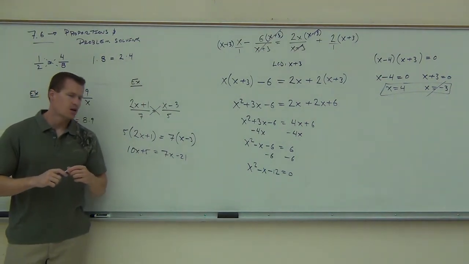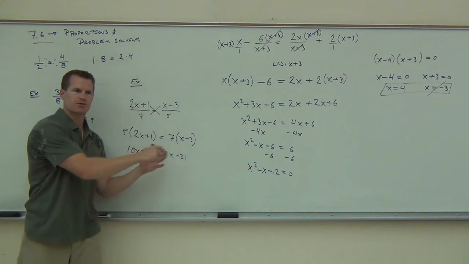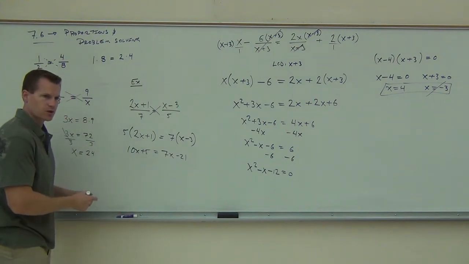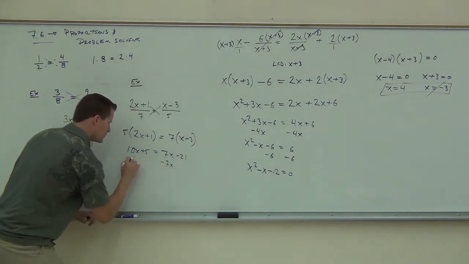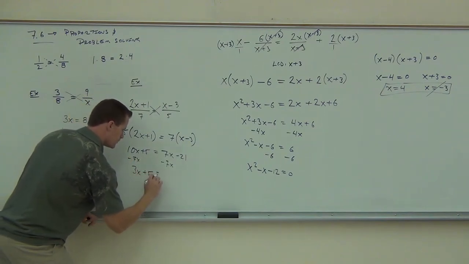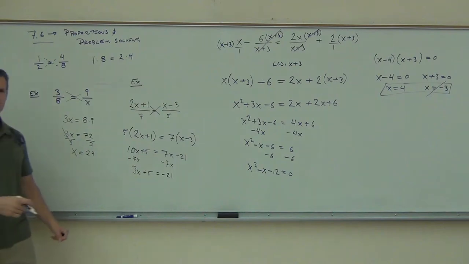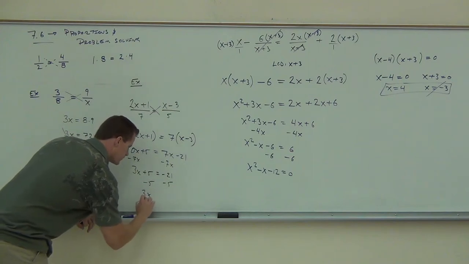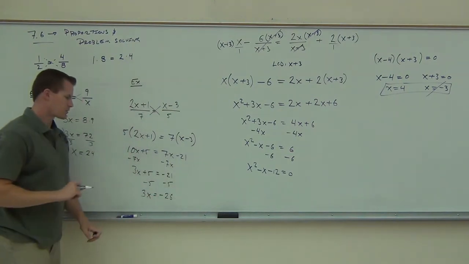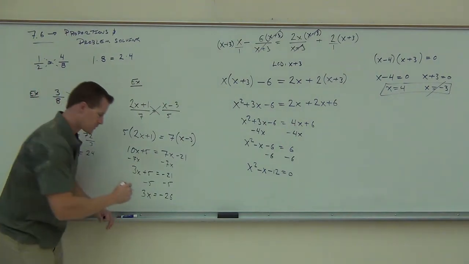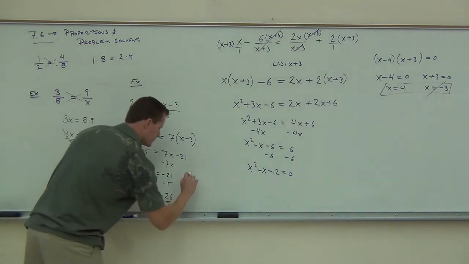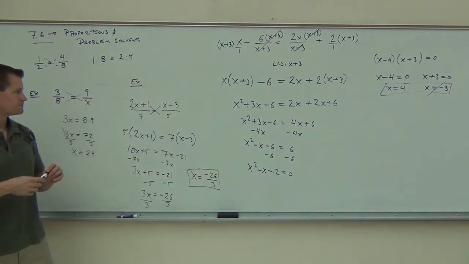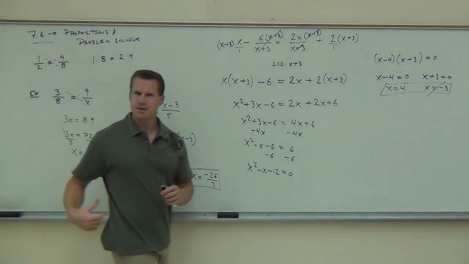Okay, let's see if you recognize these things. Should I get everything to one side and 0 on the other side, or should I go directly from here? Go directly from there. How? Subtract the 7x. That's our smaller variable, so we're going to get rid of that. x plus 5 equals negative 21. From here, basic equation, get rid of the constant term first. We'll subtract 5. We get 3x equals negative 26 after we divide by 3. x equals negative 26 over 3.